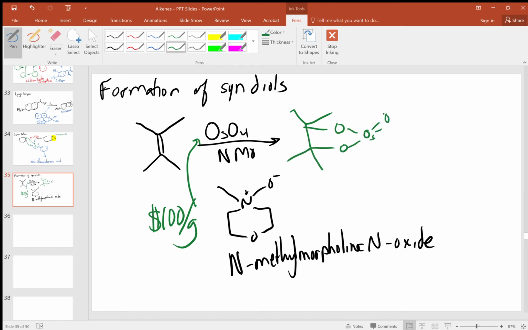goes through what's known as an osmate ester. And because this intermediate here is cyclic, that's why we end up with both alcohols on the same side. And then you add NaHSO3 along with water, and that breaks the osmate ester apart to give you your diol.